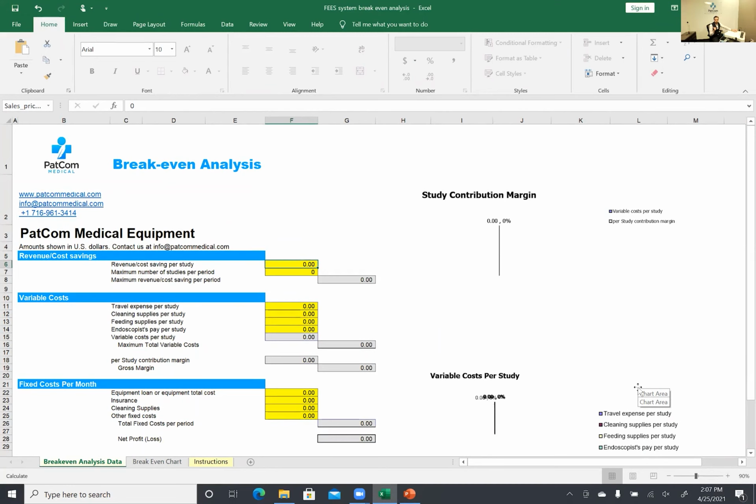If you are, however, in an inpatient setting where it's all Medicare, reimbursement and consolidated billing, you don't get that exact amount for your study. So what do you do then? Then you have to look at your cost savings of doing fees versus the most common alternative being the modified barium swallow. And we do have a separate webinar on the cost comparison, but you can certainly use the break-even analysis for that as well. And we're going to start with that.